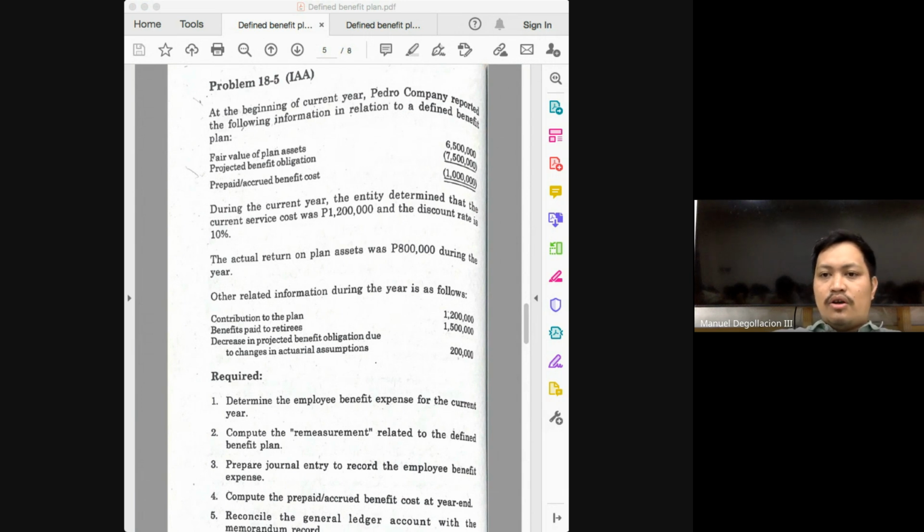Okay. So you have 6,500,000 plus contribution 1,200,000 plus 800,000 minus 1,500,000. How much would that be? How much, class? 7. Exact, 7 million. Okay, ending FVPA is 7 million. Next, PBO N. Where do we begin? Again, begin with the beginning balance of your PBO. How much is the beginning balance of your PBO? 7 million 500.